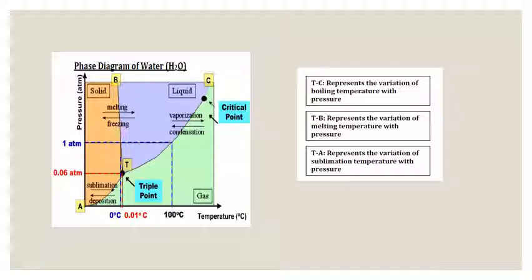So kita tengok triple point. Triple pointnya adalah pada 0.06 atm, which is below 1 atm. Alright, and then kita tengok juga the process dia samalah. Kita ada critical point, kita ada triple point, kita ada solid, liquid and gas region. So TC curve represent the variation of boiling temperature with pressure. So TC curve adalah boiling curve. TB represent the variation of melting temperature with pressure. So TB adalah melting line. So TA represent the variation of sublimation temperature with pressure. So TA adalah sublimation line ataupun sublimation curve.